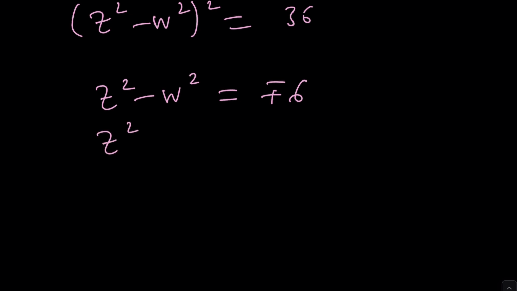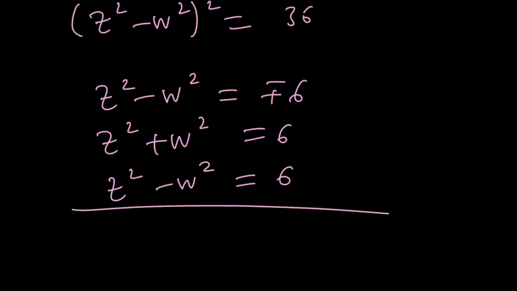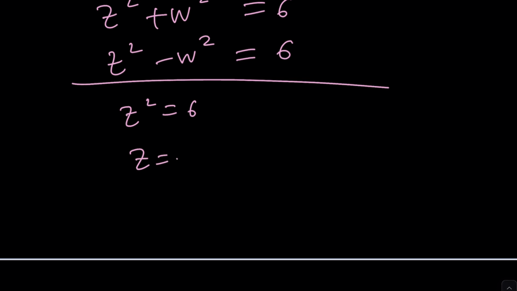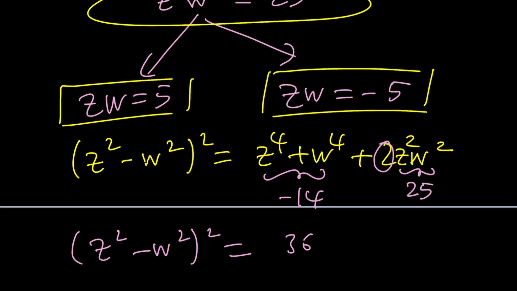Maybe that's the case. Who knows? Okay. Now, if this is 6 and this is 6, what's going to happen? Then by adding these two, we're going to get z squared equals 6, which means z can be plus or minus root 6 and w equals 0. And, I mean, right? Not or, but and. Okay. Does that make sense at all?